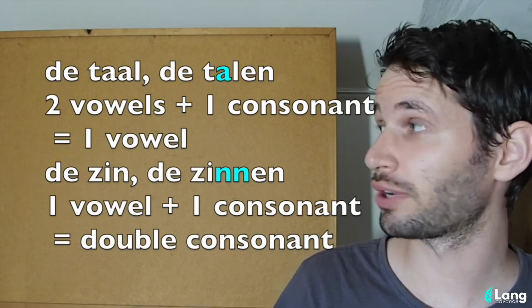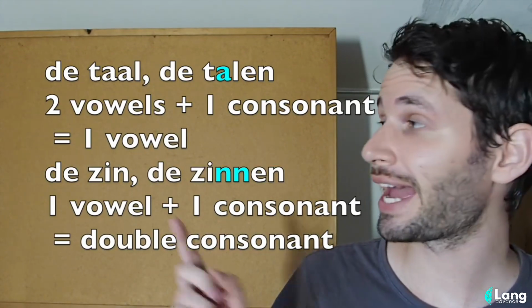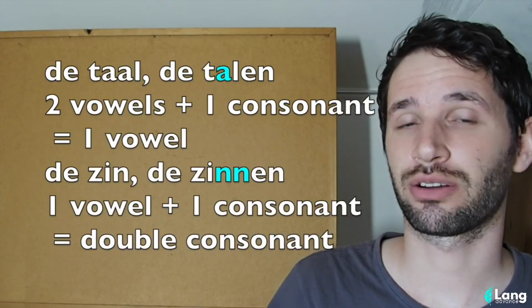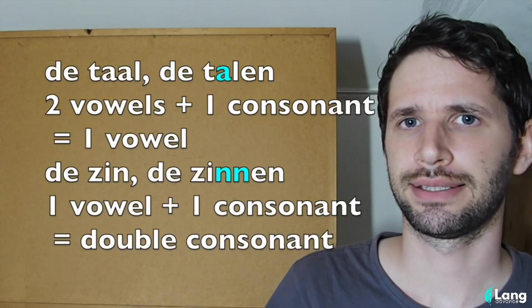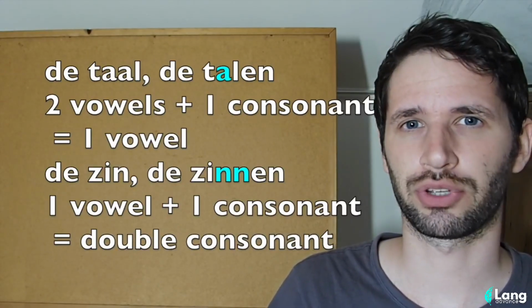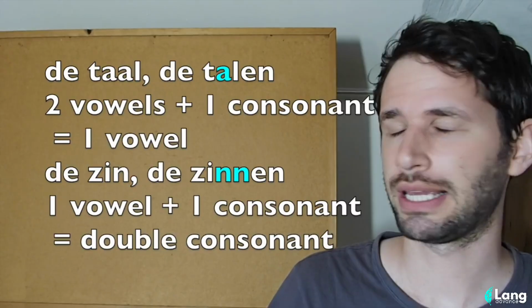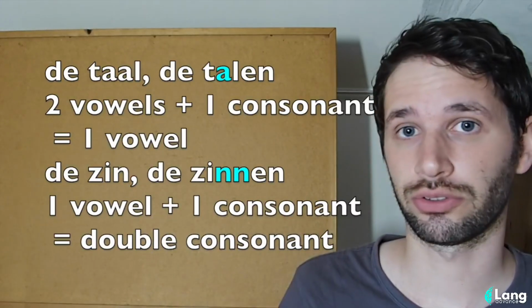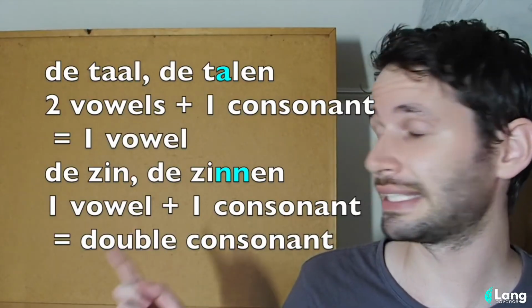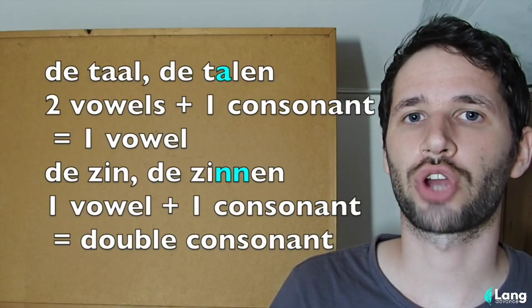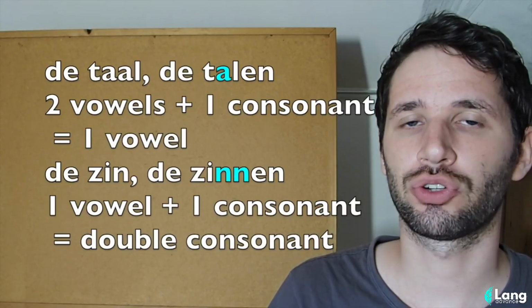It's the same for zin, zinnen. The N is doubled there. That's to keep the I an I. Otherwise it would be zin, ziden, and that doesn't sound right. You have to keep the length of the vowel in both cases the same. So taal, talen, not tallen. Zin, zinnen, not zinen.